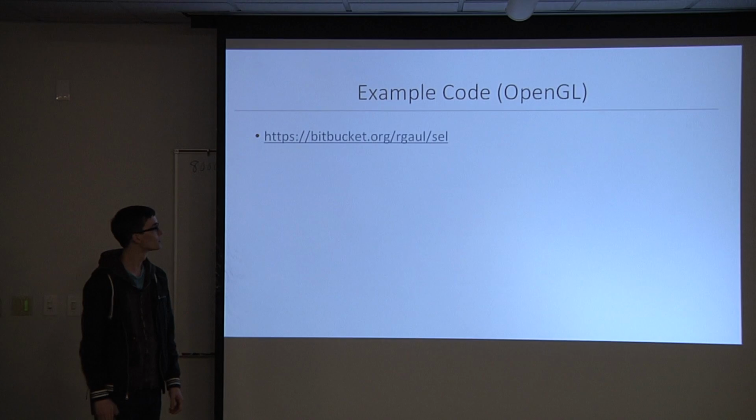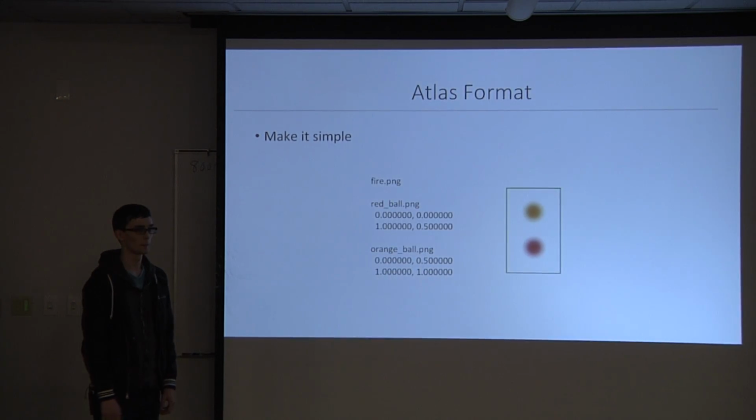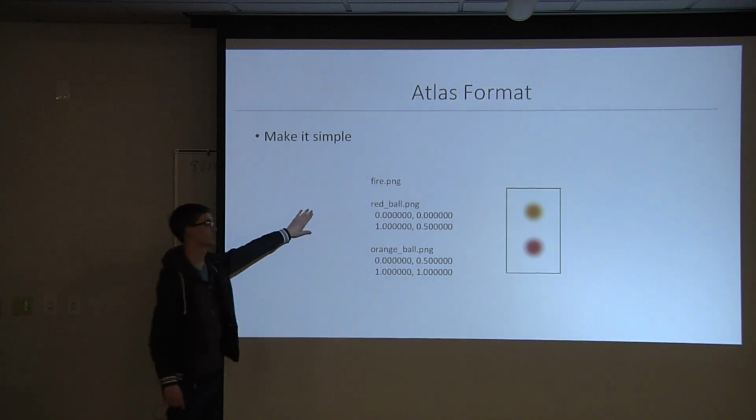In your Atlas thing, you had floating point numbers for the coordinates. How come they weren't just pixels? Oh, so these are UV coordinates.